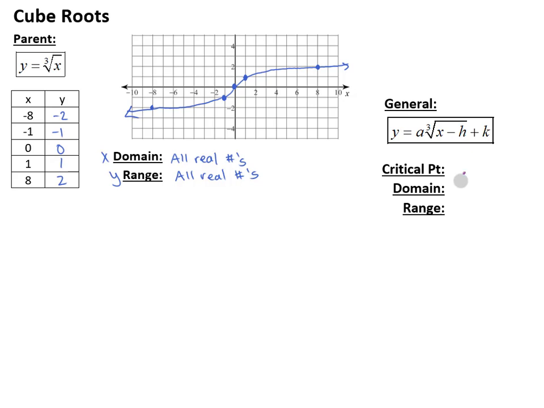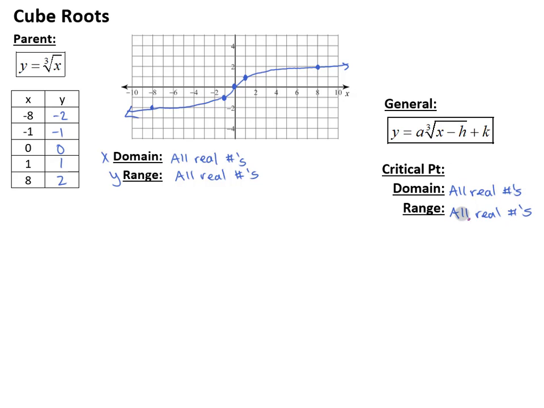And the nice thing about this is, even if I flip my graph upside down, it still goes up, down, and left and right forever. If I compress it or stretch it, it still goes up, down, left, and right forever. If I move it left or right or up or down, it will still continue up, down, left, and right forever. So the domain and range, no matter what, for a cube root graph, is all real numbers.